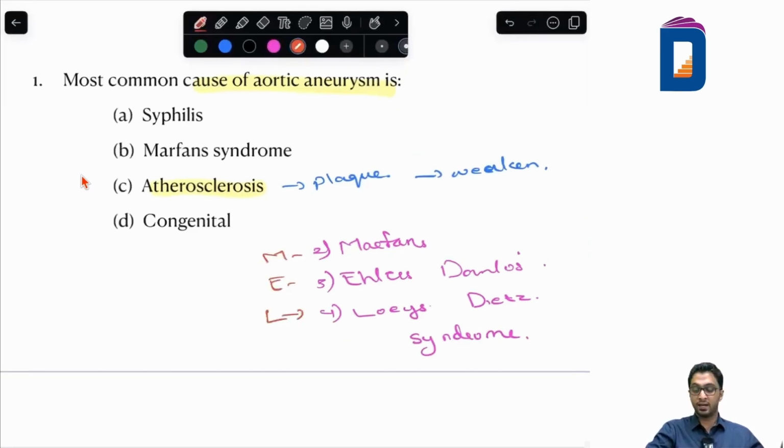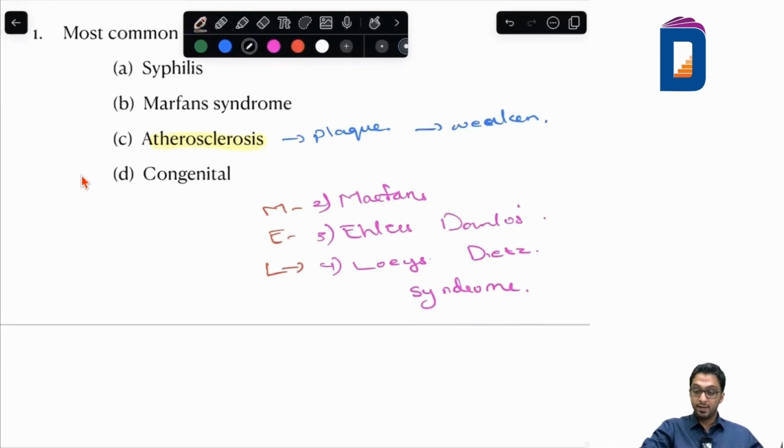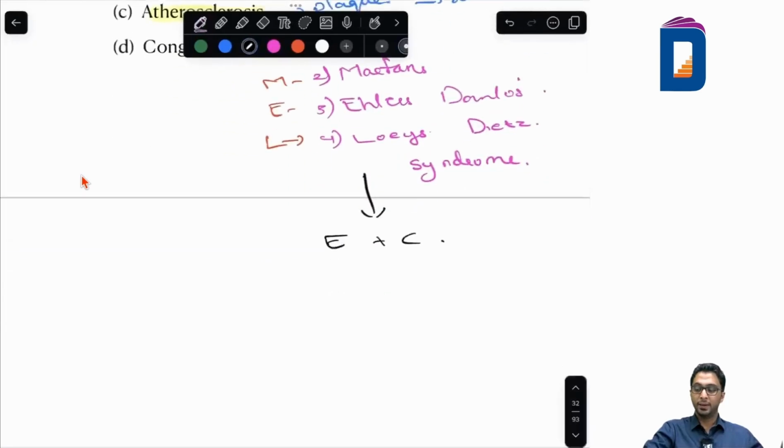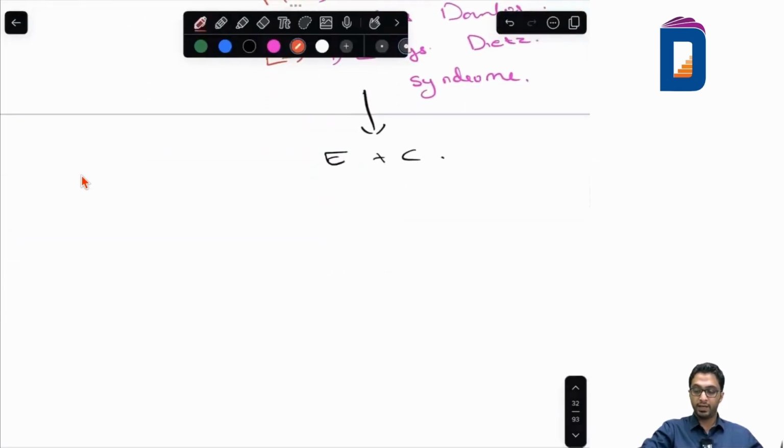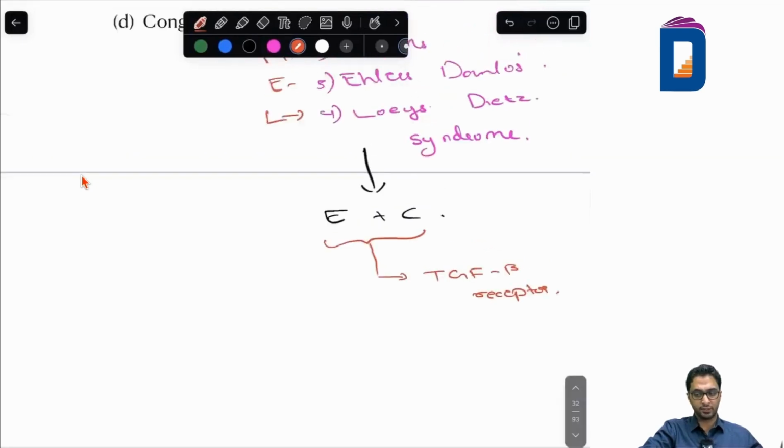Okay, Loeys-Dietz syndrome. Basically, we saw that Marfan's is a problem with elastin. Ehlers-Danlos is a problem with collagen. This is a problem of elastin and collagen, because it is affecting a gene, or I would say a receptor, the TGF beta receptor. TGF beta receptor is a signaling molecule for the synthesis of elastin and collagen. So, if TGF beta is affected, you will get problems with the elastin and collagen.